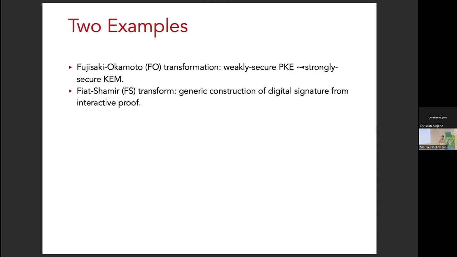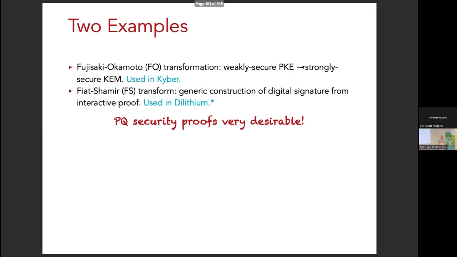So these two transformations are extremely important. In particular, the Fujisaki-Okamoto transformation is used in Kyber, which will be standardized, and the Fiat-Shamir transformation, at least a certain variant of it, which is called Fiat-Shamir with aborts, is used in Dilithium, one of the digital signature schemes that is being standardized. So it's because of that that it's extremely important that we have a post-quantum security proof for these constructions.